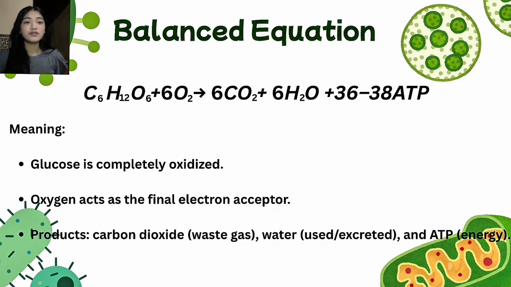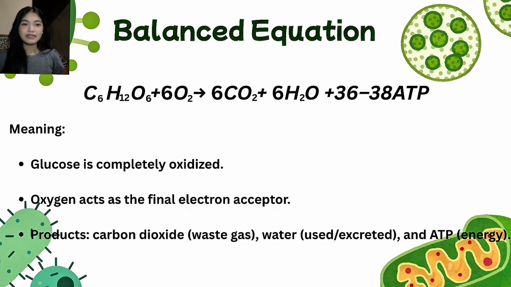C6H12O6 is glucose, the sugar that provides energy. O2 is oxygen, which is essential for this process. These react together to form 6CO2, or carbon dioxide, which is waste gas we breathe out, 6H2O, or water, which the body may use or excrete, and 36 to 38 ATP, the main energy molecules used by our cells.